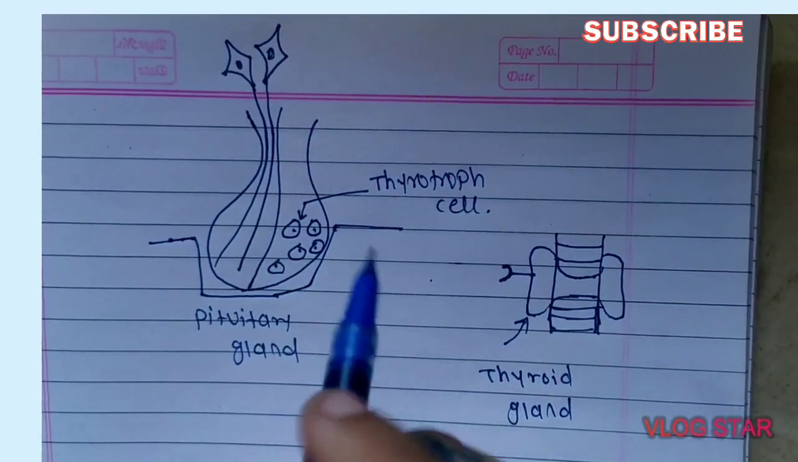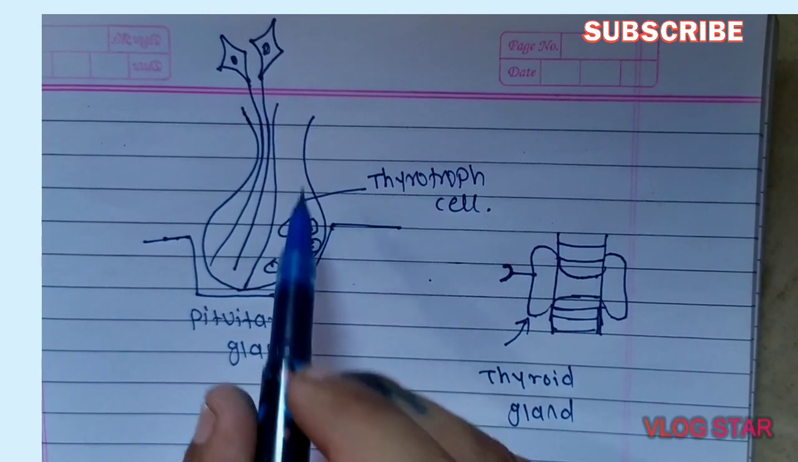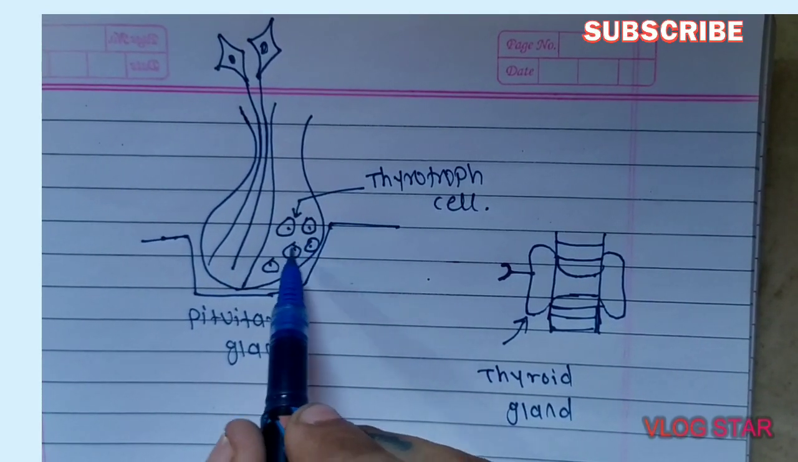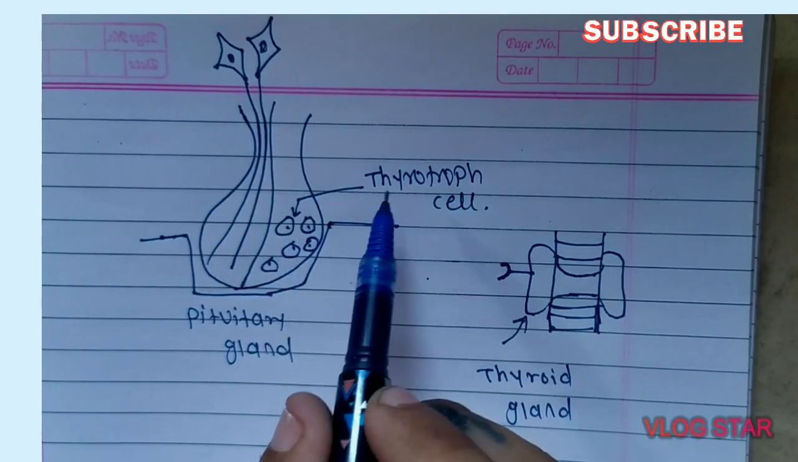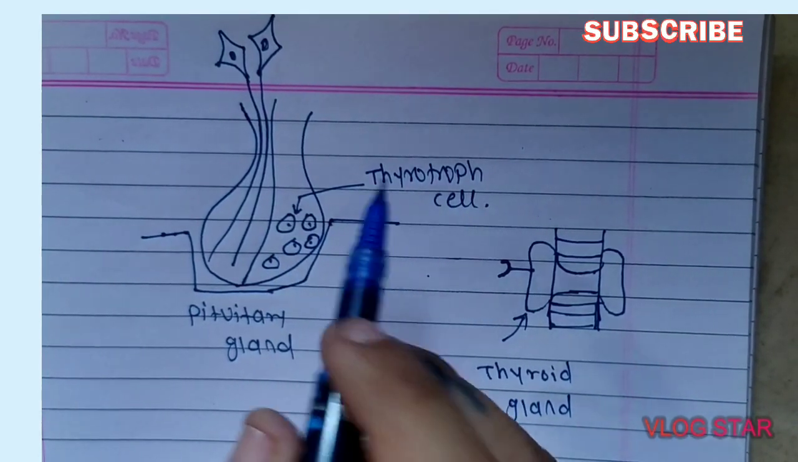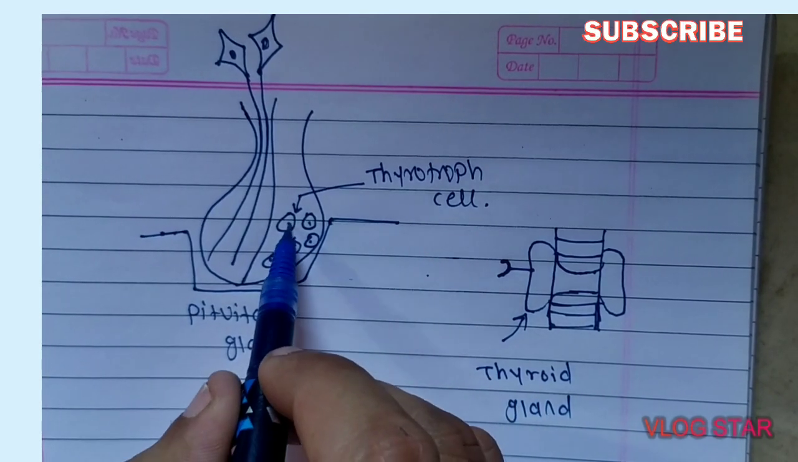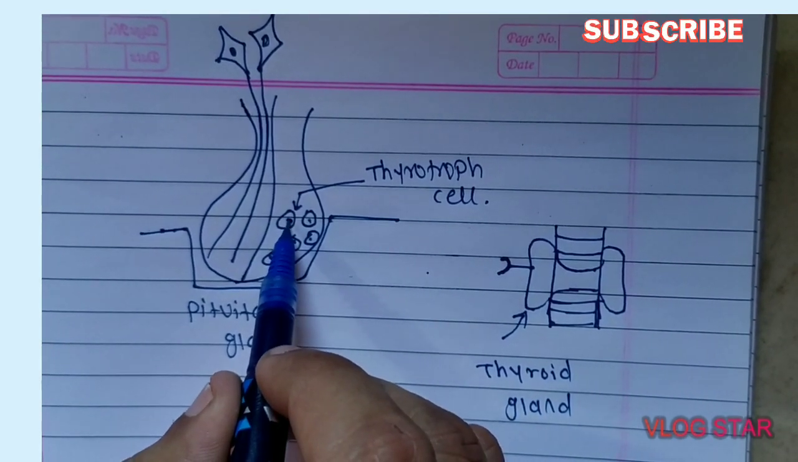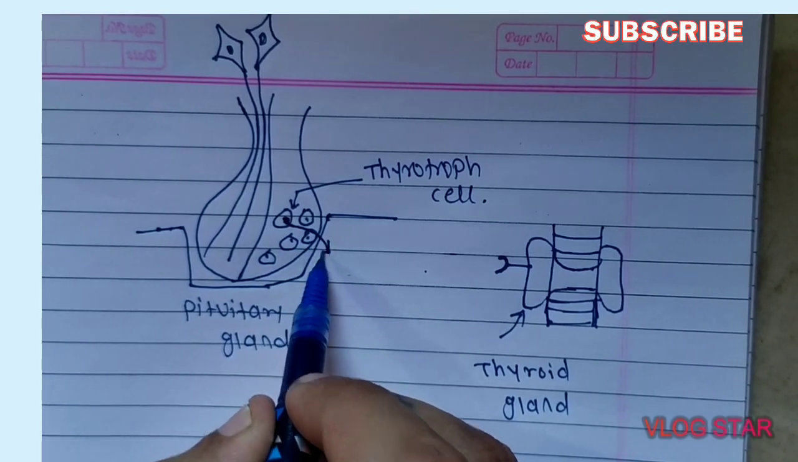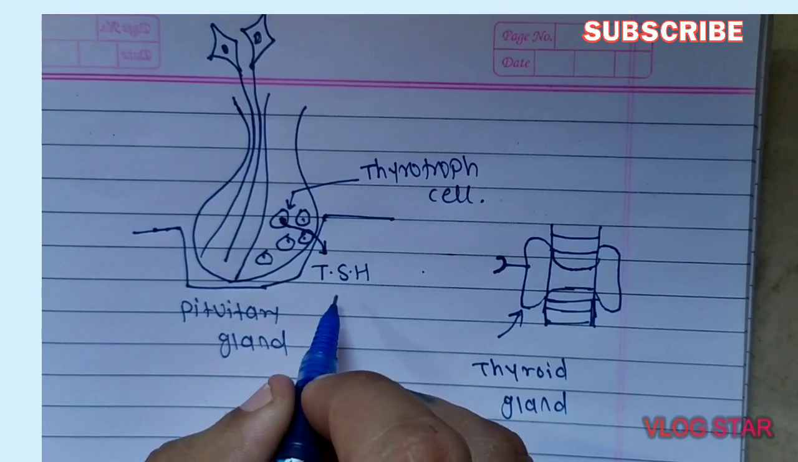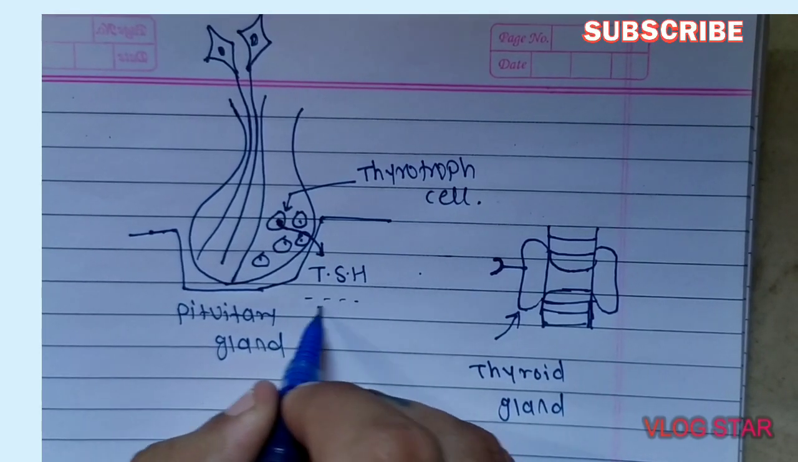This is a pituitary gland. This is the anterior lobe and this is the posterior lobe. The anterior lobe of the pituitary gland consists of 5 types of cells. One of them is the thyrotroph cell, which secretes thyroid stimulating hormone. Once the thyrotroph cell gets stimulated, it secretes thyroid stimulating hormone, which comes into the bloodstream. Suppose this is the bloodstream.